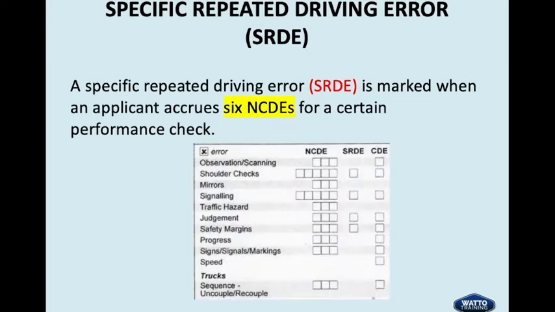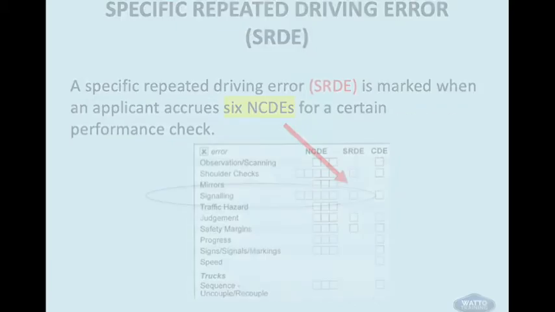So the example that we're using here is signaling. So we've got 6 errors on that particular performance check. If I was a learner doing a driving test and I drove through 6 roundabouts, let's say, and every single one of those roundabouts I failed to indicate correctly, there would be little crosses filling up in those boxes, and when I hit number 6, unfortunately, it would be curtains. Test would be unsuccessful.